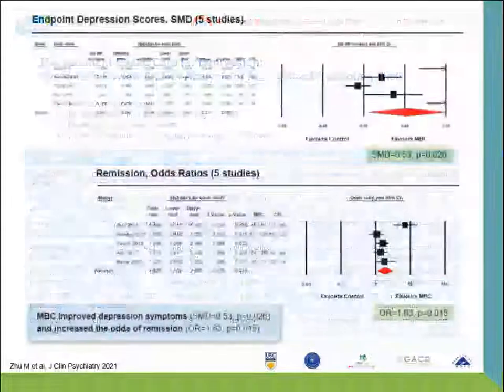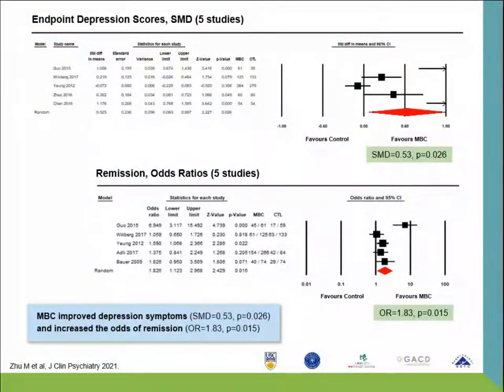What we found in the meta-analysis was clear evidence in support of measurement-based care over usual care for the treatment of depression. So for example, in the 5 studies that looked at depression severity, we found a standardized mean difference in depression scores of 0.53 in favor of measurement-based care, which was statistically significant and also clinically significant. In terms of looking at remission rates, we again found that measurement-based care led to significantly higher remission rates after treatment, with an odds ratio of 1.83, again statistically significant as well as being clinically significant. So it does appear that measurement-based care can improve treatment of depression based on these systematic review and meta-analysis.